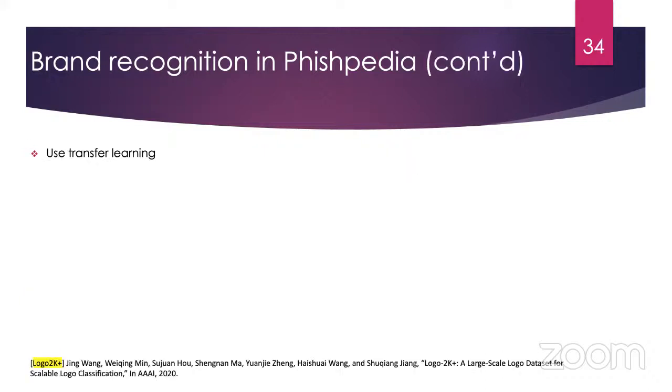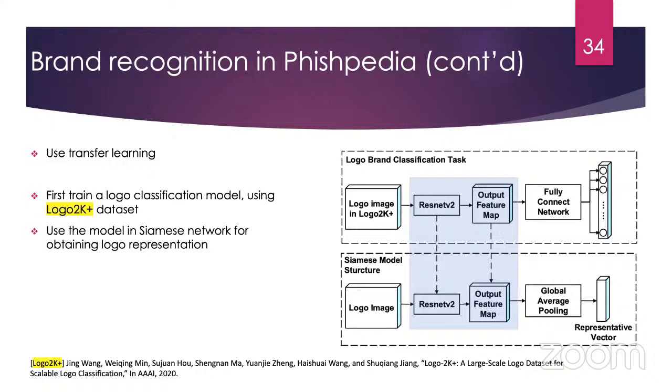So what we do instead is we use transfer learning. We first train a logo classification model using the Logo2K dataset. This is a very recent dataset published in AAAI 2020. With that, we learn the representations from the classification task and then transfer that to the Siamese model, right? From the Siamese model, you can then apply any distance-based metric to see if you can identify the brands, for example, using cosine similarity.